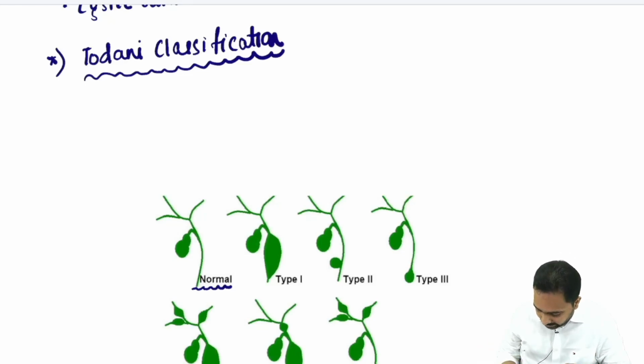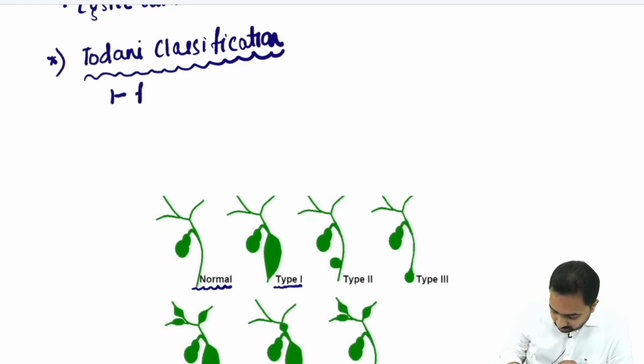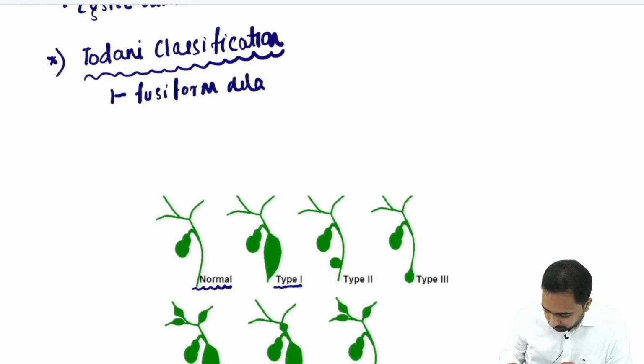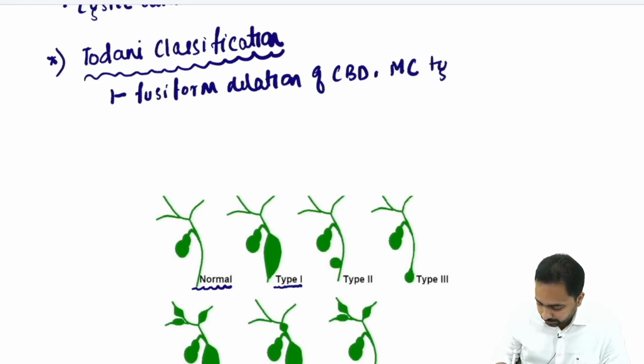Now, when you look at type 1, you will find that there is a fusiform dilation of the common bile duct. That is fusiform dilation of common bile duct. This is also the most common type.